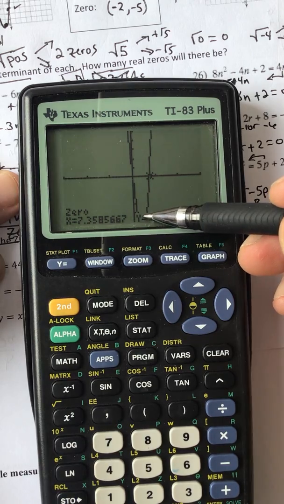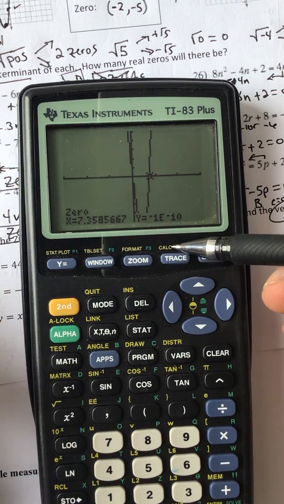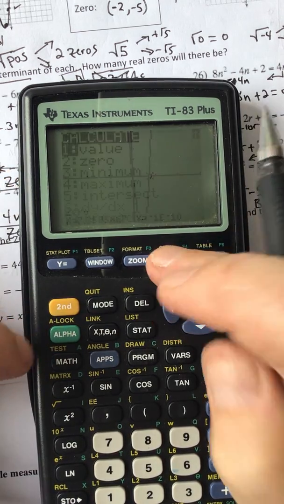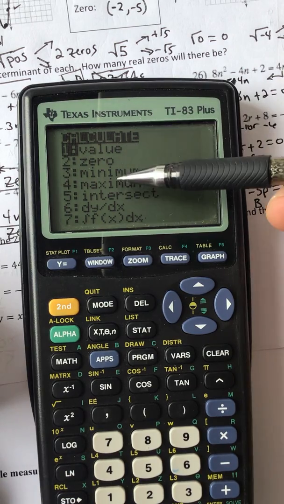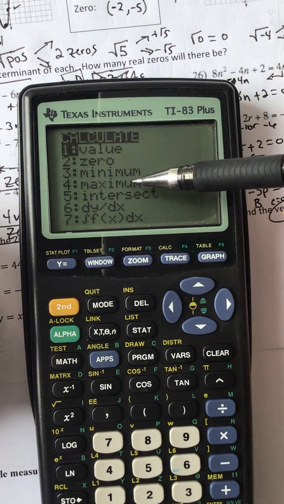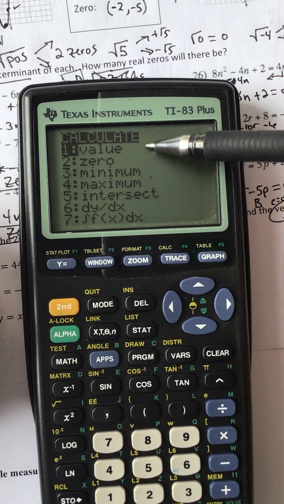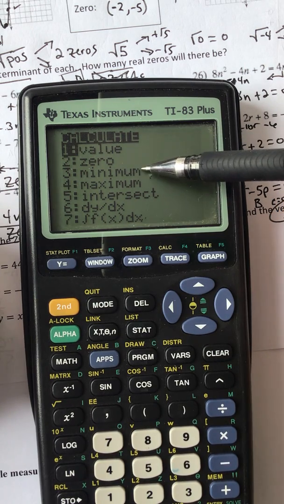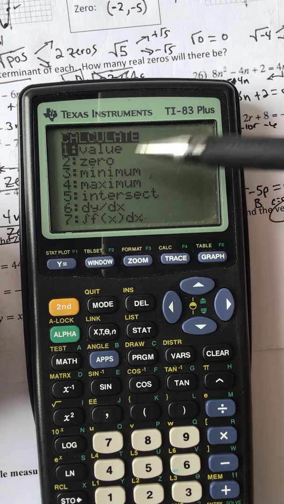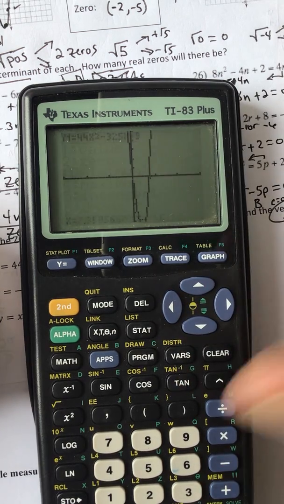The vertex is right there. Okay, that's also under calculate. Second, calculate. Now it doesn't say vertex, but we know that that was the smallest spot on the graph, so it's called the minimum. The graph was looking like this. The vertex was the smallest, the lowest spot. So we want to do number 3, minimum.